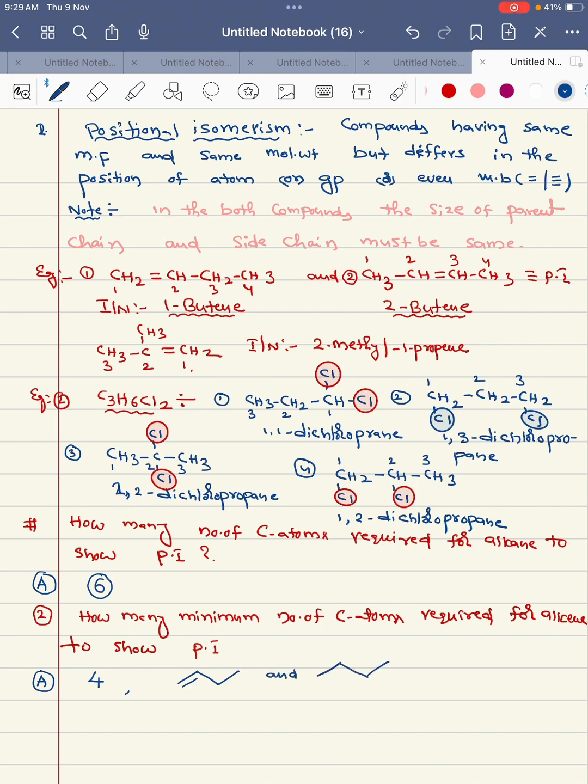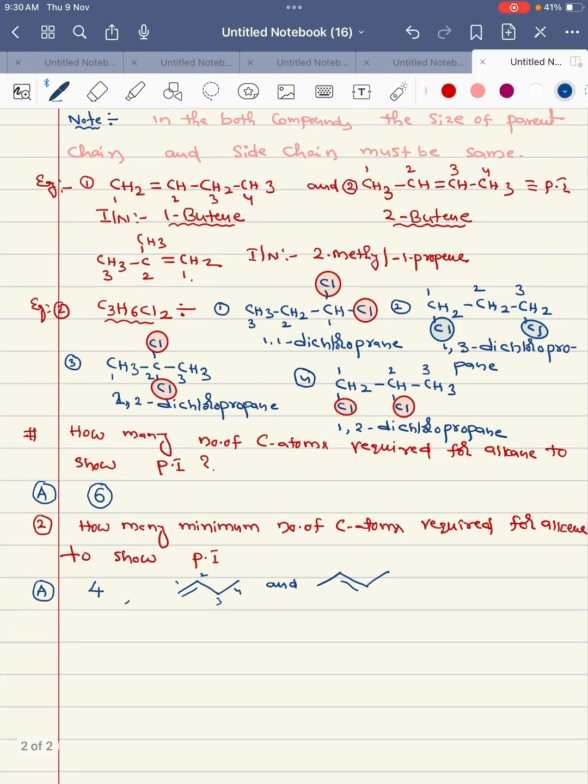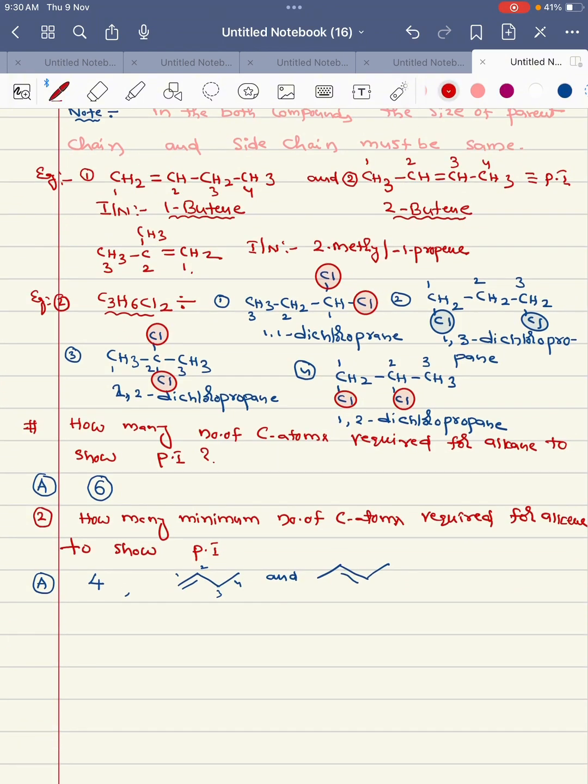And the next one is 1, 2, 3, 4. It is called 2-butene, students. So how many minimum carbons are required to show the position isomerism? The number of carbons is 4. And next, how many minimum carbon atoms are required for alkynes to show position isomerism?